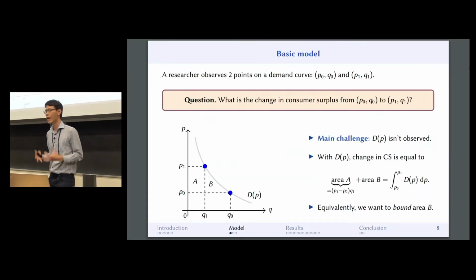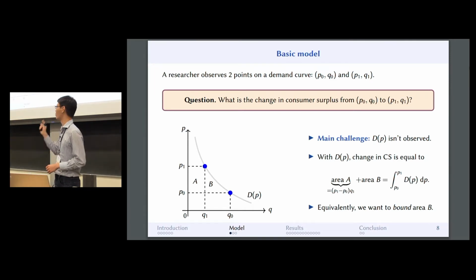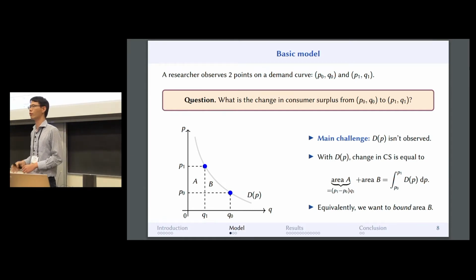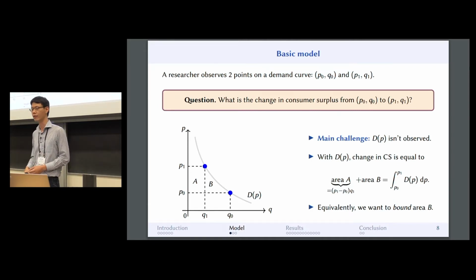Okay, so diving immediately into the model, just to make this very clear, our setting is one where we do not observe the demand curve, but we observe these 2 points. Of course, there are natural generalizations. You could imagine having access to finitely many points on the demand curve. For simplicity, we stick to 2 points.